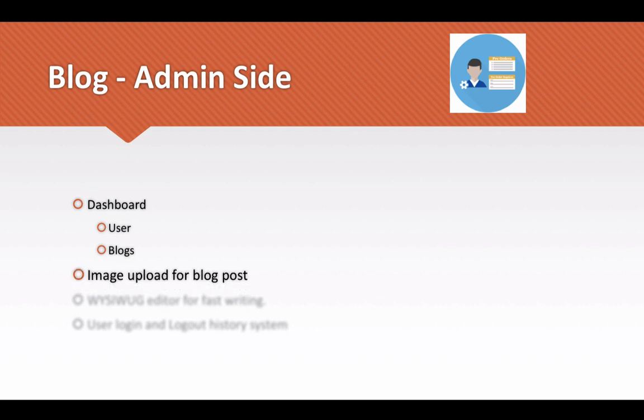After that, we will obviously have an image upload system for the blog post. We will use a WYSIWYG editor for fast writing. And if you don't know about this, it's just WYSIWYG, what you see is what you get. Simple. Next, a user login and logout history system. I don't remember the name, but someone requested this long ago, and I'm going to use this system. That means the super admin is going to check the login and logout history of every user you have.